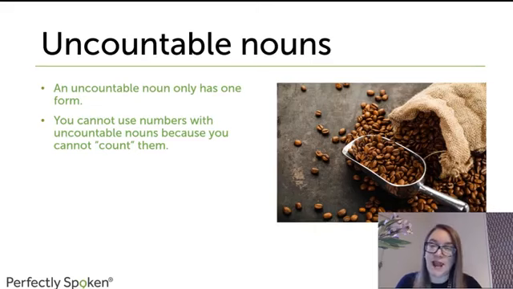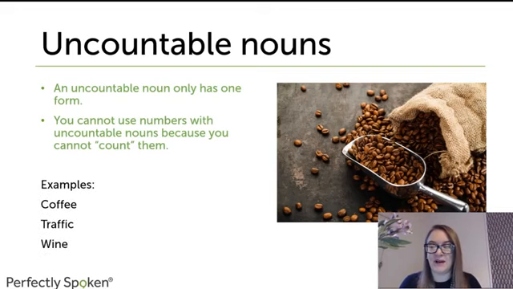Well, an uncountable noun only has one form. So there's no S on the end. You cannot use numbers with uncountable nouns because you cannot count them. Again, let's see if you can give me some examples, and there's a big clue in the picture. Okay, so here are my examples. Coffee, as in the picture, traffic, and wine are all examples of uncountable nouns. We cannot count these things.